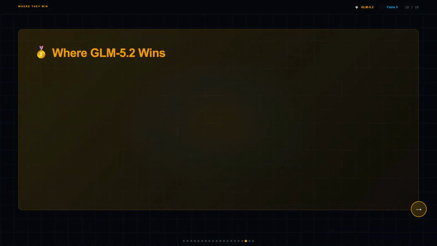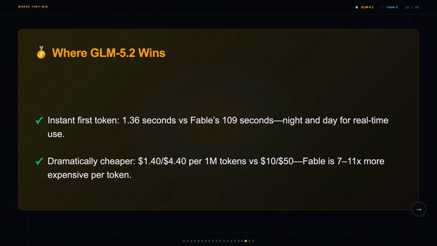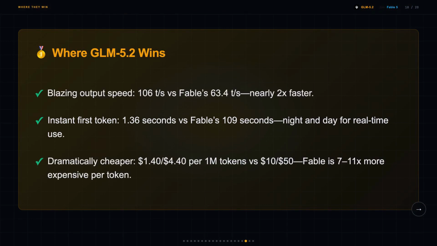So where does GLM 5.2 clearly win? Speed, 106 tokens per second versus Fable's 63.4, nearly twice as fast. First token latency, 1.36 seconds versus 109 seconds, which is night and day for any real-time product. And cost, $1.40 per million input versus $10 and $4.40 output versus $50. So GLM 5.2 is 7 to 11 times cheaper, depending on which token you're counting.